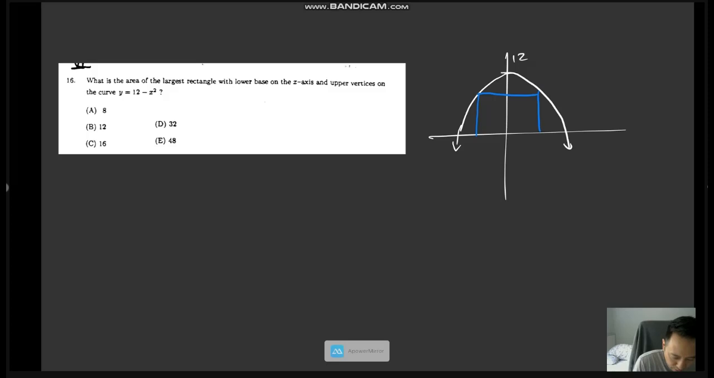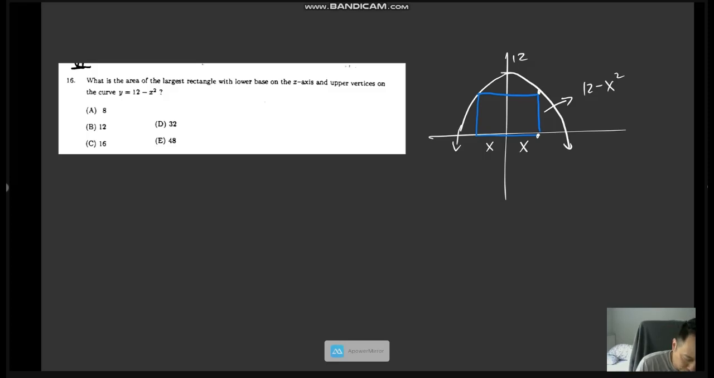Just to make it a little bit easier, I'm going to call this length here x, and therefore this length here is also x. And this height, if my value here is x and it's on this curve, would be 12 minus x squared. That's the relationship between x and y on that curve, right?